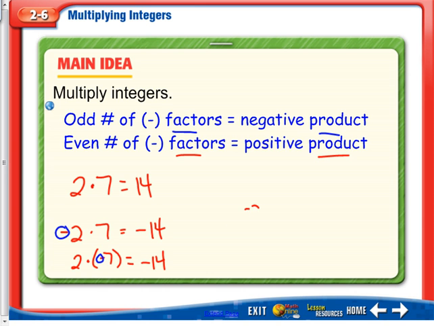Now, if I had negative 2 times negative 7, now I have 2 negative factors. Now 2 is an even number, okay? So I have 1, 2. Okay, I'm not talking about the number 2. I just have 1 negative, 2 negatives. All you do is count up your negatives.